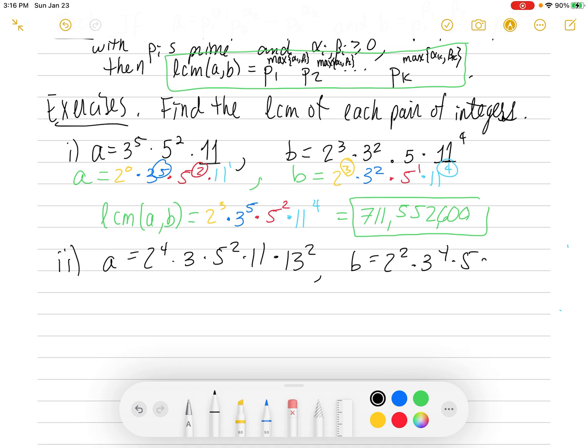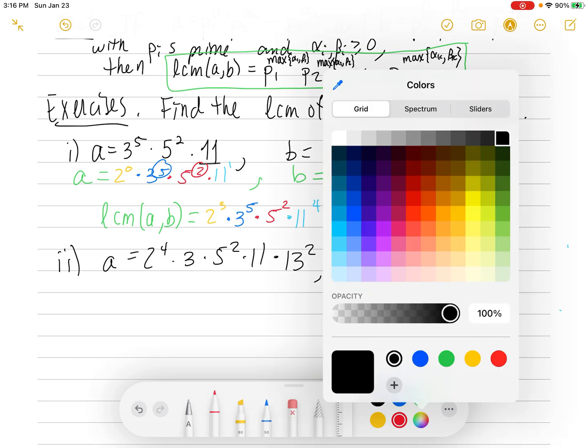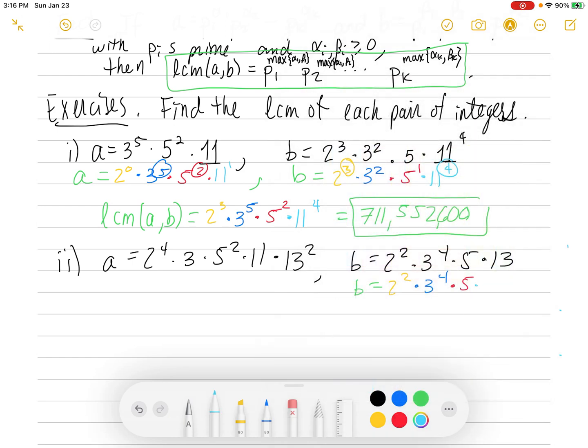And b is 2 squared times 3 to the 4th times 5 times 13. And it looks like we're missing a prime of 11 in b, so I'm going to write this as 2 squared for b, 3 to the 4th times 5 times 11 to the 0. Since there's no 11, we'll say 11 to the 0. And times 13 to the 1. Oh, and the 5 back there, I'm going to put that 5 to the 1.